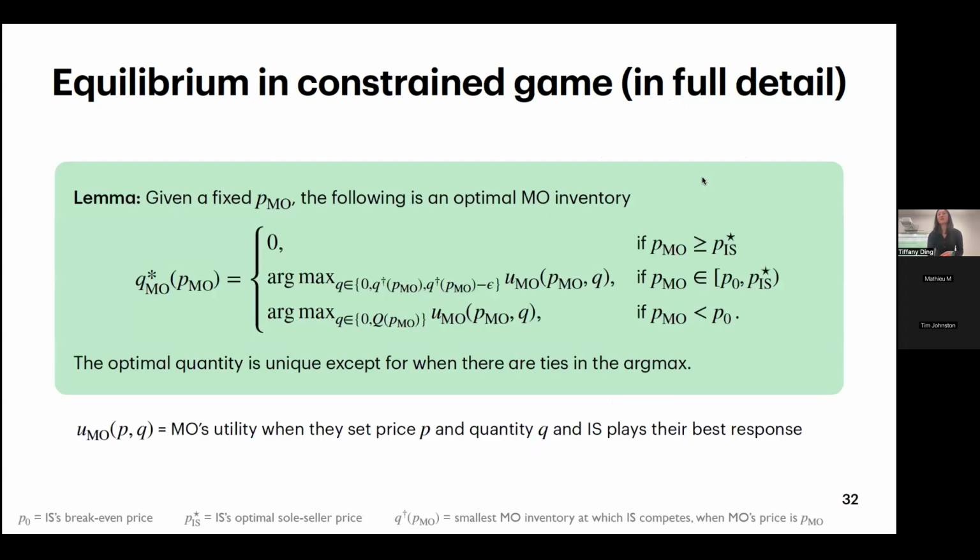Then to get the optimal Q star given a fixed price, you can just evaluate the utility at each of the candidates and determine which candidate leads to the highest utility. That's written out here. And here, UMO is assuming that the independent seller is playing their best response.